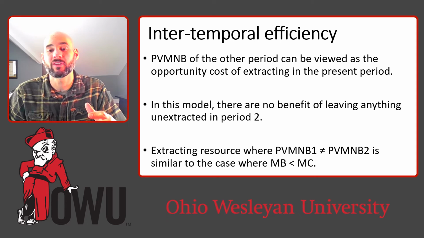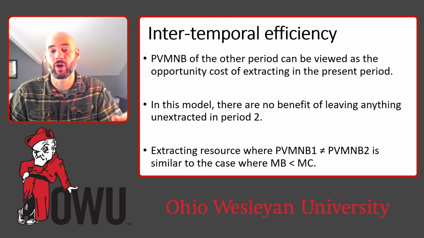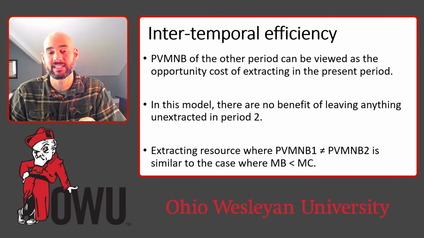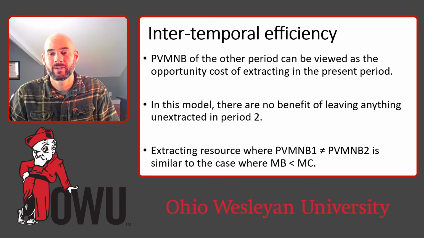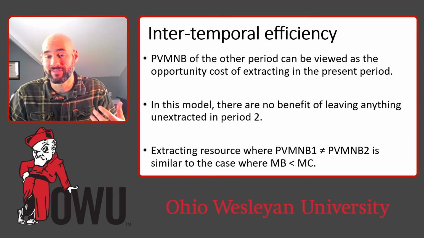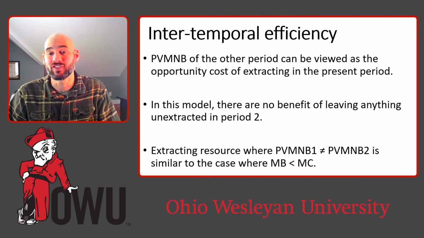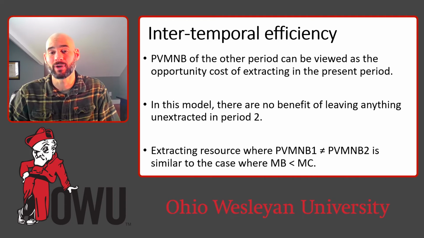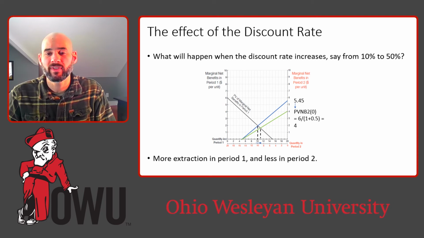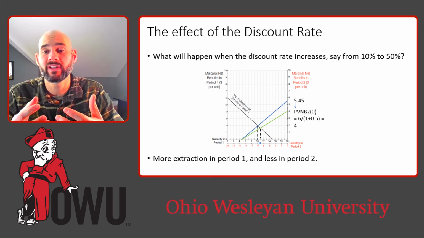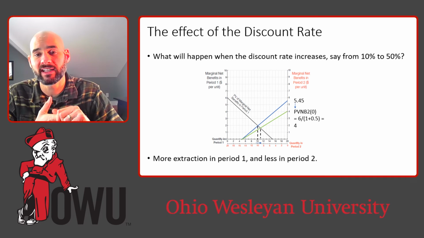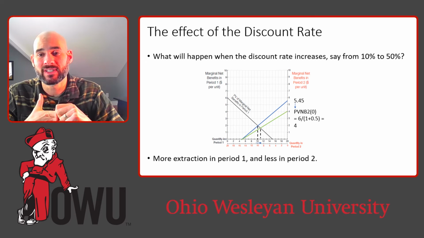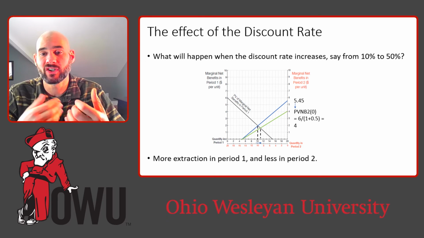And anytime we would extract the resource such that the present value of the marginal net benefit in period 1 does not equal that in period 2, that's basically the same thing as extracting where the marginal benefit is less than the marginal cost, because the present value of the marginal net benefit in the other time period is essentially the opportunity cost of extracting in the present time period. So hopefully you've got an idea intuitively about what would happen to that optimal allocation of resource extraction across the two time periods if the discount rate were to change, either to increase or to decrease.